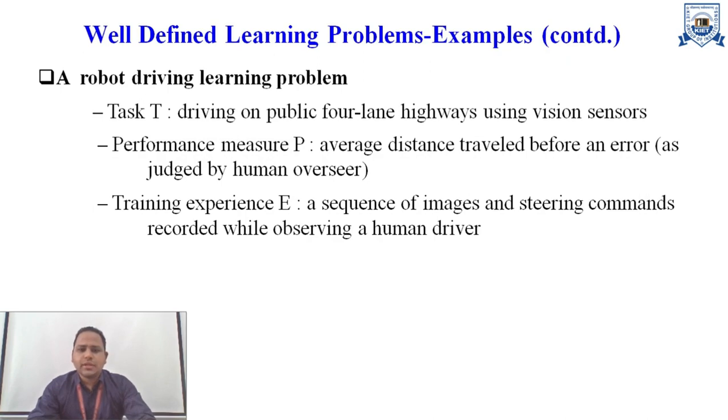Now, what is the training experience here? The training experience that we are providing to the system is some kind of sequence of images and steering commands. So we provide some kind of images here. So if something comes, move to left; if there is an indicator, then move to right, like this. So we are providing a sequence of images so that the robot learns to drive on the highway. And this is our three main features for this machine learning problem.